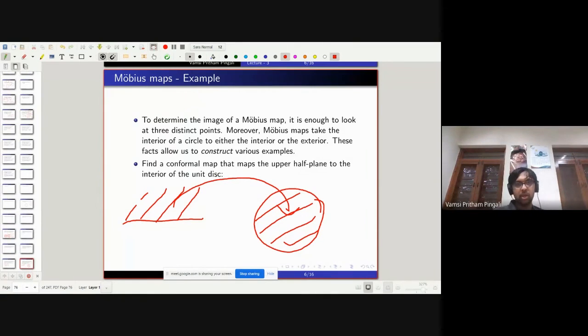How does one try to solve such a problem? So the idea here is, whenever you want to construct a Mobius map with specified properties, all such Mobius maps must take the boundary to the boundary. In other words, I want a Mobius map that takes this straight line to this circle. How can I ensure that this straight line goes to this circle?